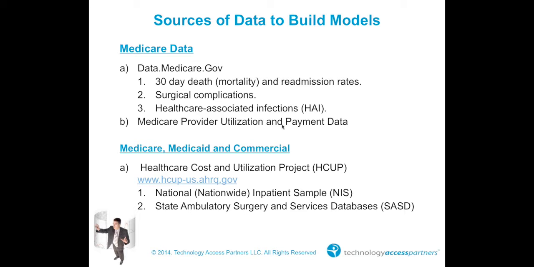I've begun to really dig into the data.medicare.gov site and their data. You're able to download all of the data in CSV files. The three I focus on right now are 30-day mortality and readmission rates, surgical complications, and then HAIs, healthcare-associated infections. So this is the data right now that is being collected to support the Hospital Compare website. And again, you can download those entire data sets.